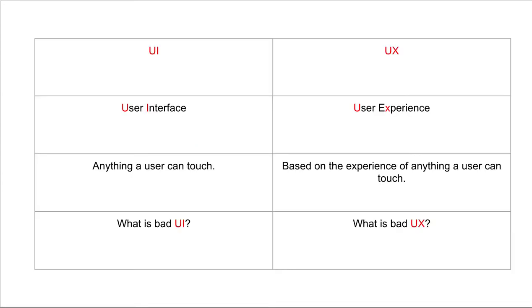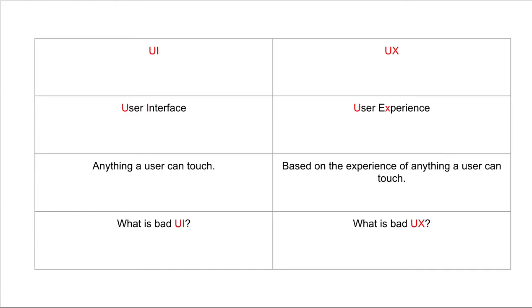UI is user interface, which covers all the buttons you see in the app or website, or anything a user can click, basically anything a user can touch. On the other hand, UX, the X comes from experience, user experience. It is all about how a user feels, how satisfied and happy they are, and whether their needs are fulfilled.